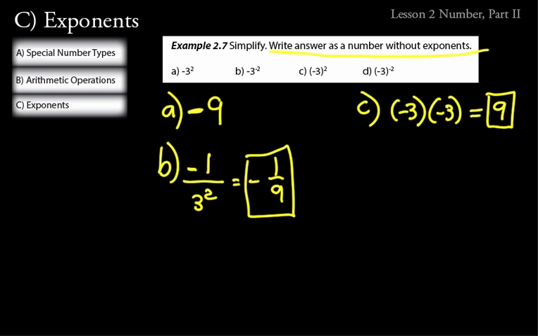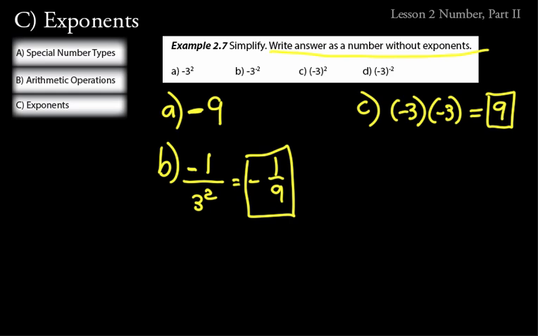Problem A, the negative is out there by itself. It just means the opposite of all of this, okay? The opposite of 3 squared. So 3 squared is 9. It's saying the opposite of 9, negative 9. C is saying to do minus 3. That's why the parentheses are there. It's saying take that number minus 3 and multiply that twice.